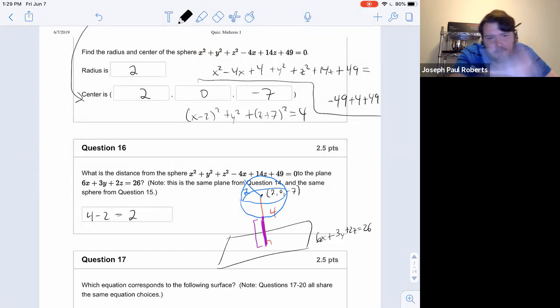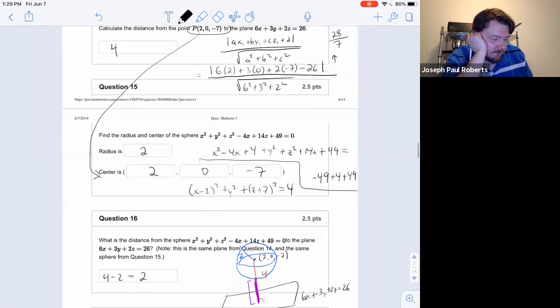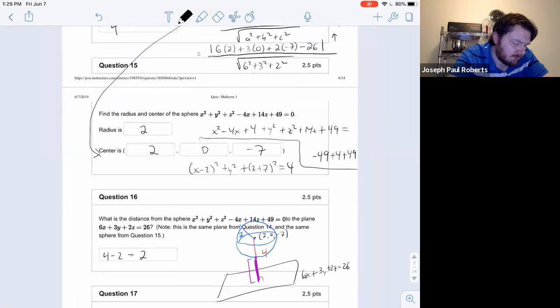That was probably the trickiest question on this test. But hopefully some of you read the hint that said 14, 15, and 16 are somehow related. If you start to think about the picture in your head, distance from sphere to a plane, it turns out we already calculated the distance from the center of the sphere to the plane, and we got that that was 4. That's how that worked out.